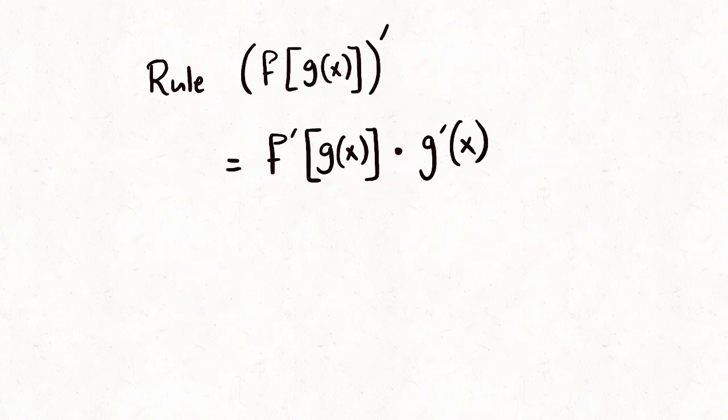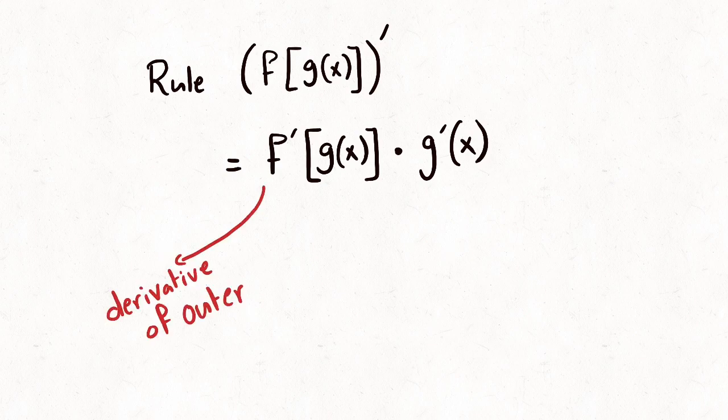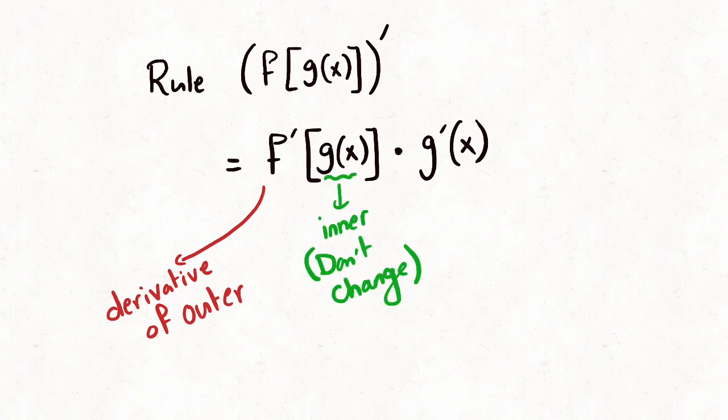Now, the rule says when you want to find the derivative of the composite, you will say it is the derivative of the outer, with the inner inside the bracket, times the derivative of the inner. This is the chain rule. Now, I'm going to illustrate examples to make it easier for you.